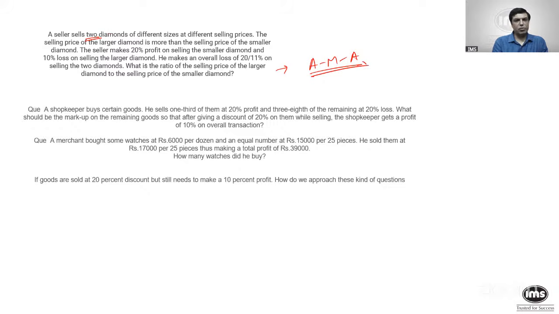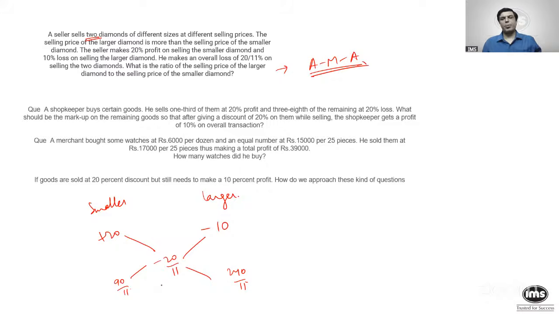If you see, the selling price of the larger diamond is more than the selling price of the smaller diamond. On the smaller diamond, he's making 20% profit. On the larger diamond, he's making 10% loss. Overall, he is making a loss of 20 by 11%. Just draw an allegation diagram. 20 minus 20 by 11, 220 plus 20, 240 by 11. And minus 20 by 11 minus 10, which means 90 by 11. What is this ratio? 90 by 11 is to 240 by 11.